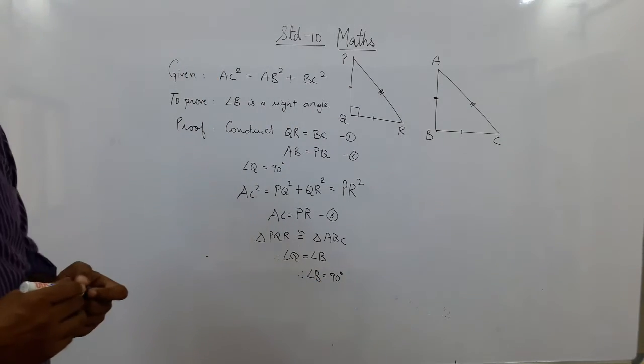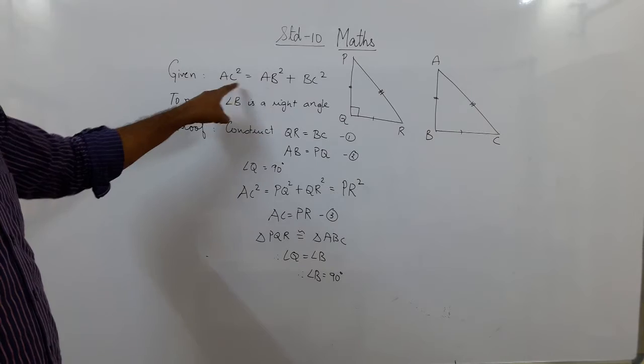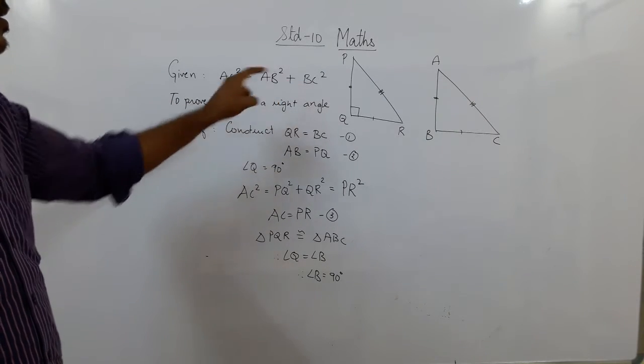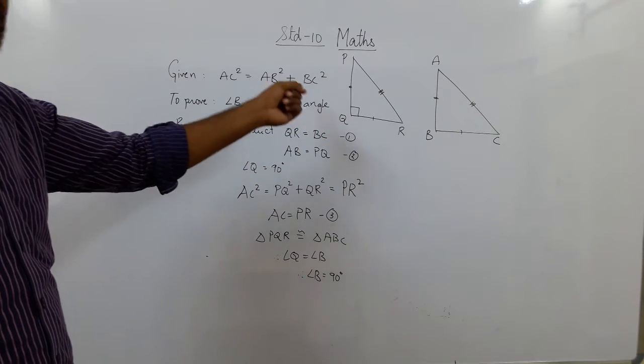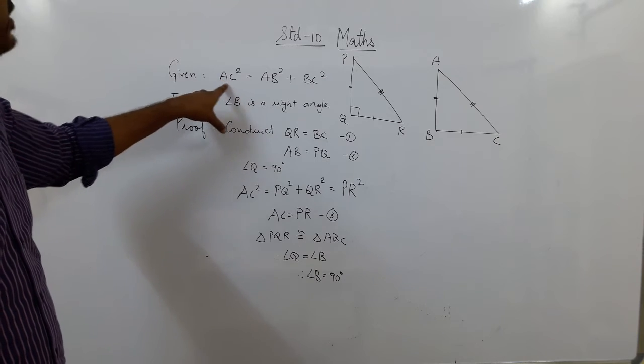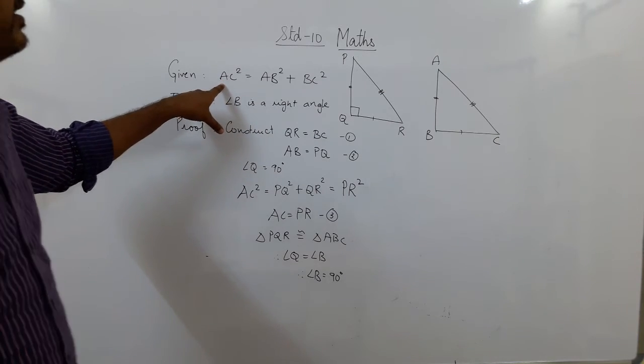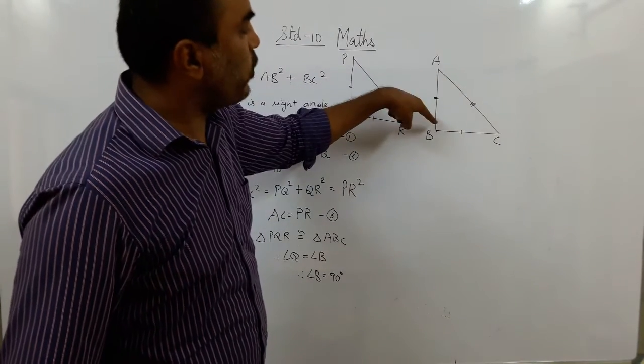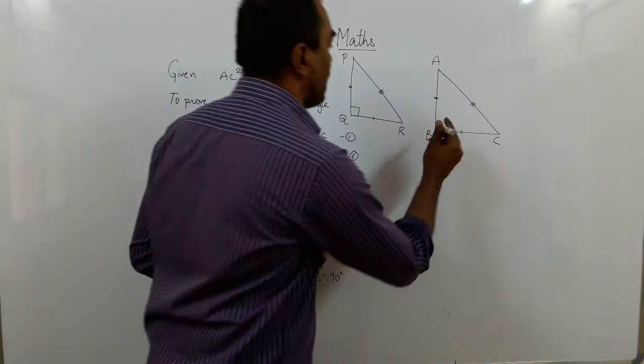So we have proved the converse also. If AC square equals AB square plus BC square, then angle B is a right angle. Means AC will be the hypotenuse, the longest side, so the angle opposite to the hypotenuse will be a right angle.